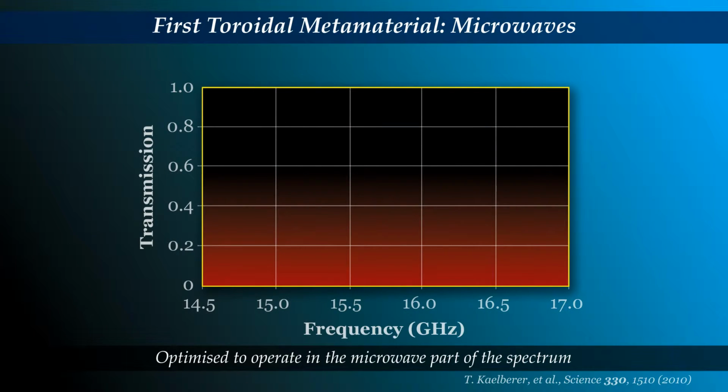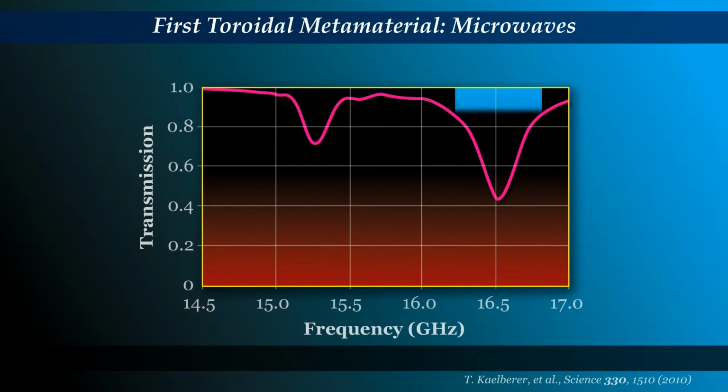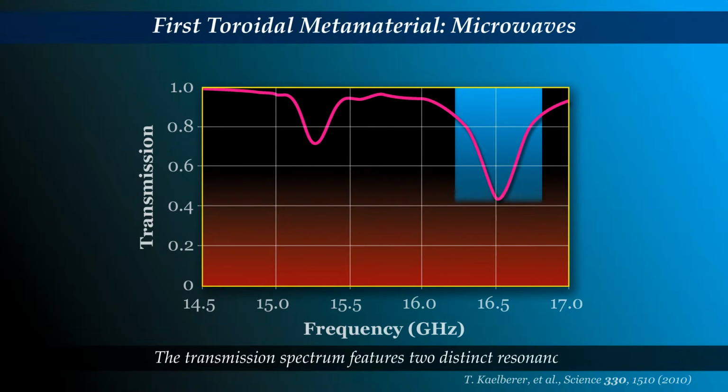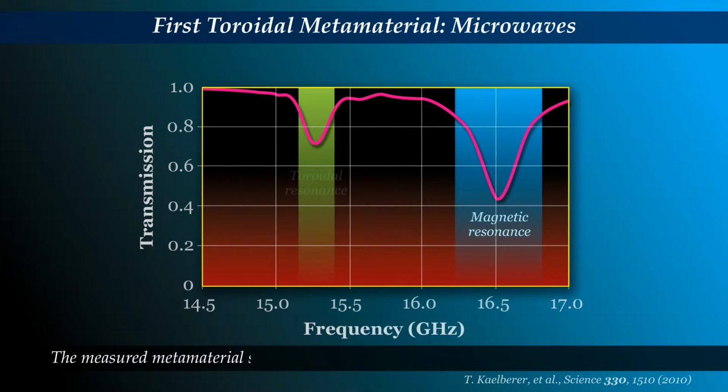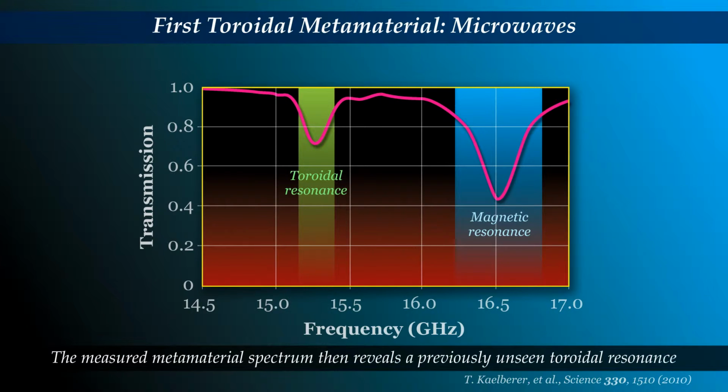Here is the actual transmission spectrum of the metamaterial, which features 2 distinct resonances: conventional magnetic resonance, typical for many split-ring-based metamaterials, at 16.5 GHz, and a previously unseen toroidal resonance at 15.3 GHz. This demonstration shows that metamaterials is an excellent platform for studying toroidal electrodynamics and the associated new physics.